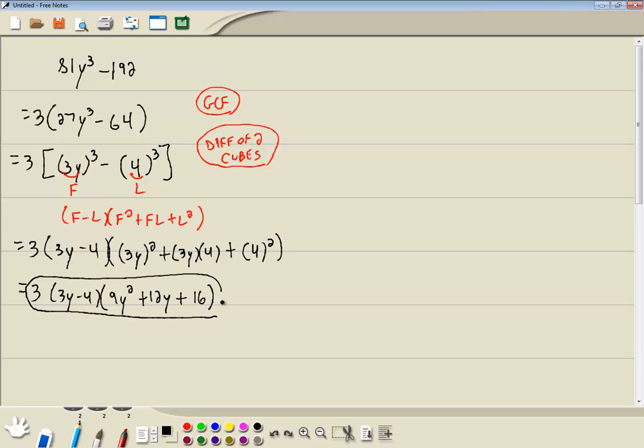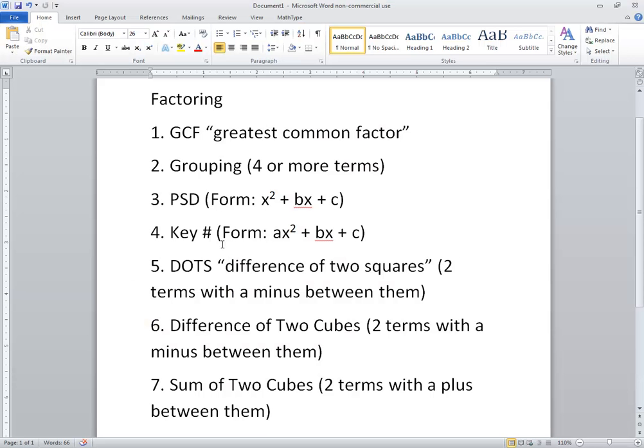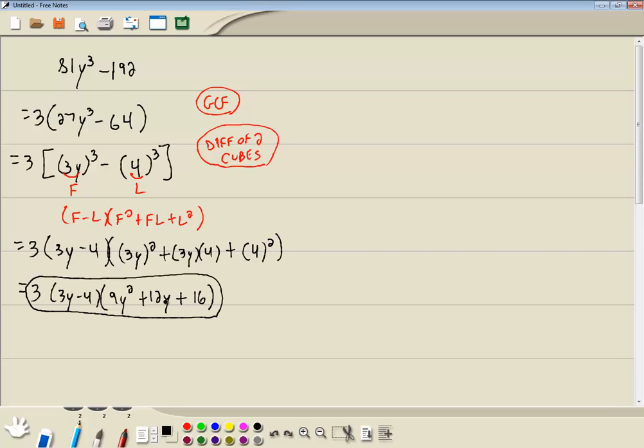Now it always looks like you could factor this further. If you look at what's inside the parentheses here, we have y squared, y, and a number, and there's a number in front of the y squared. This would be the key number. But this doesn't factor. You'd have to have a 24 before the y to factor down further. So that would be our answer.